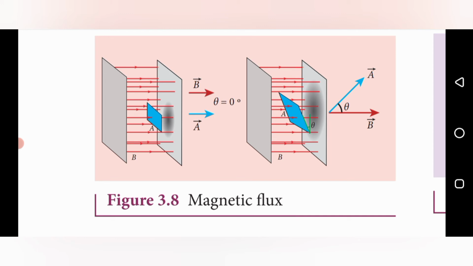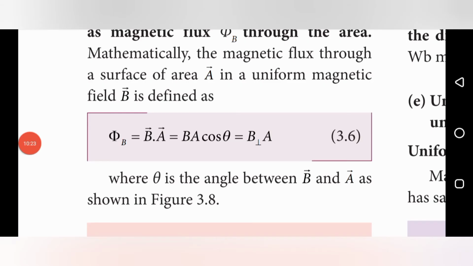So magnetic flux is the number of field lines that cover a certain area. That is denoted by the letter psi B. Mathematically it can be expressed as B dot A vector. Here B vector is the magnetic field and A vector is the surface area in the uniform magnetic field. So psi B, the magnetic flux, is equal to B vector dot A vector. So it is a dot product.